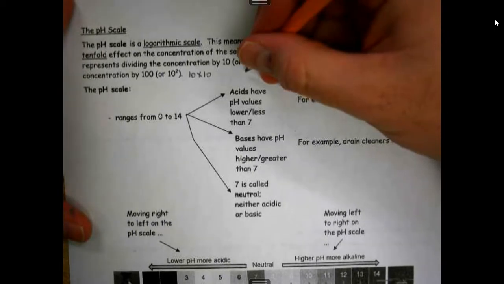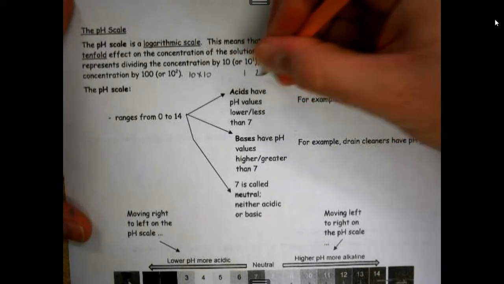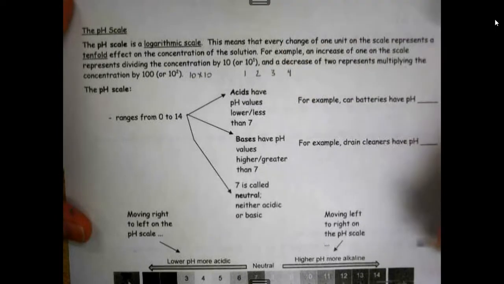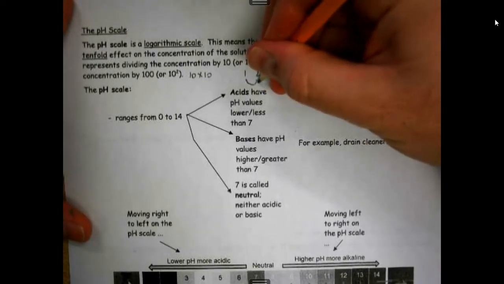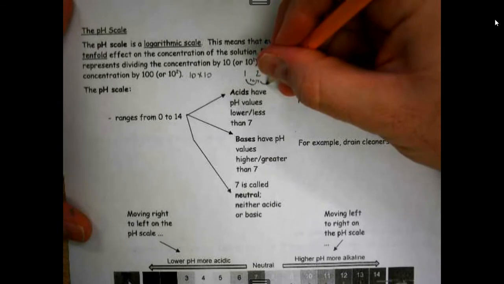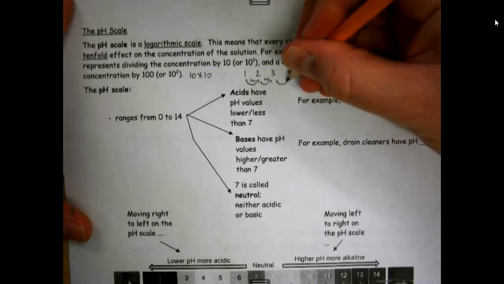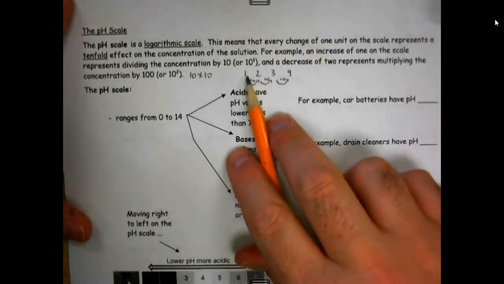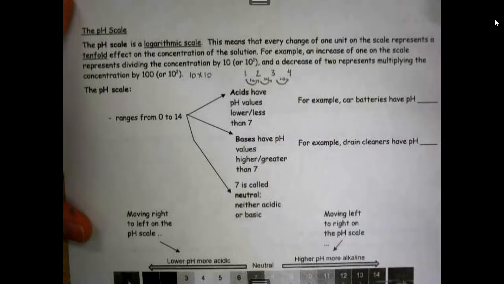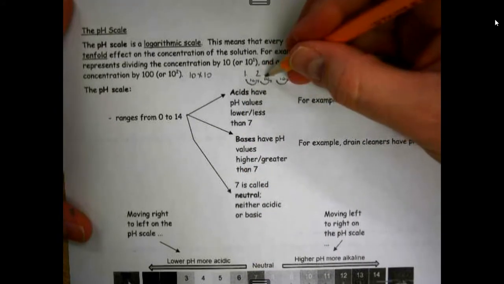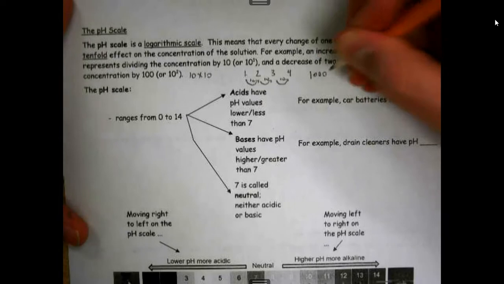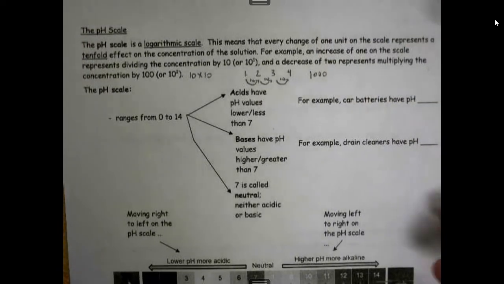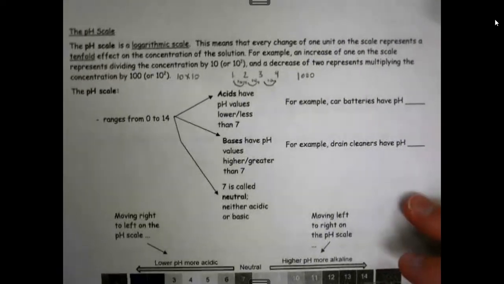So if my scale is 1, 2, 3, 4, from here to here is a factor of 10, here to here is a factor of 10, and here to here is a factor of 10. So between this number and this number on the scale, there is a 1,000-fold difference in the concentration between the things that we're talking about.